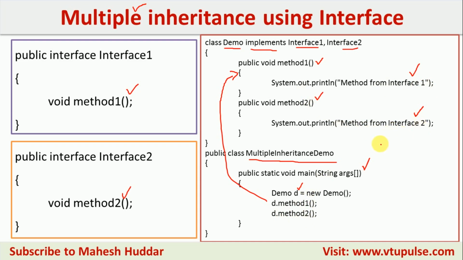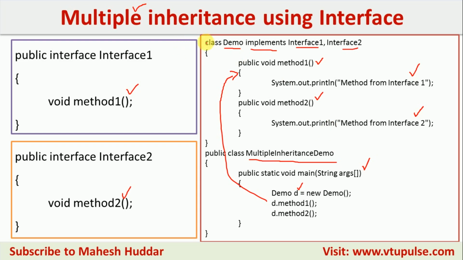So the concept in this case is not how we can implement an interface in a class. The concept here is how we can achieve multiple inheritance in Java. Multiple inheritance cannot be achieved directly, that is, you cannot extend multiple classes into a class. That is not possible, or not supported, in Java.